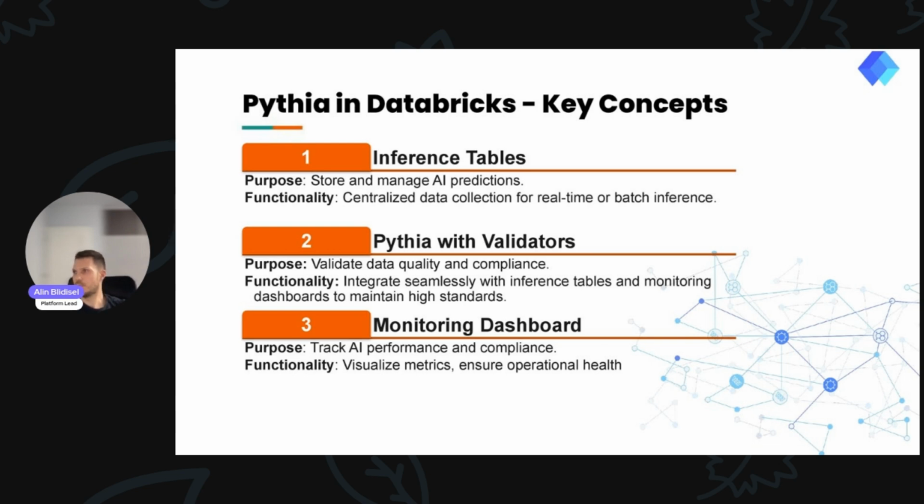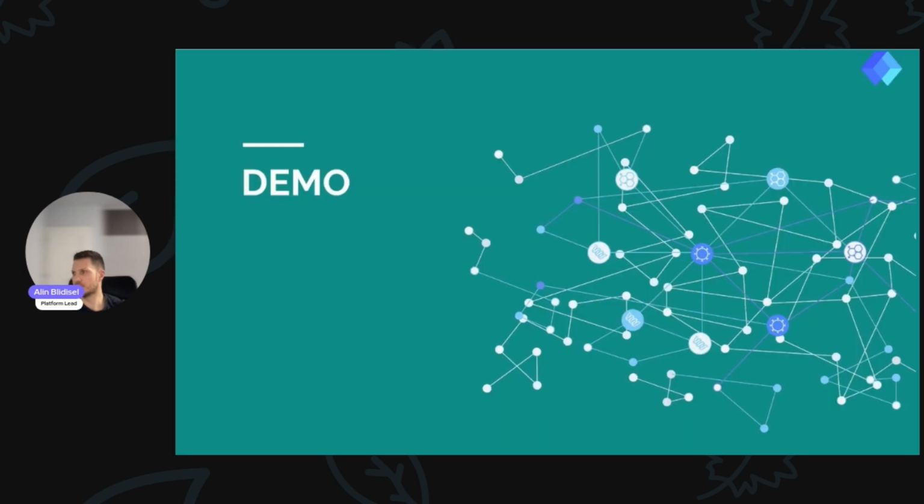Then we have Pythia with validators that will validate quality and compliance of the data, and all this information will then be stored in Databricks tables that will be used for monitoring and will serve the monitoring dashboard. The monitoring dashboard will track the AI performance and compliance, and in it we will see metrics, and we can ensure the operational health of the AI system and the models. Okay, now I will jump to the demo.